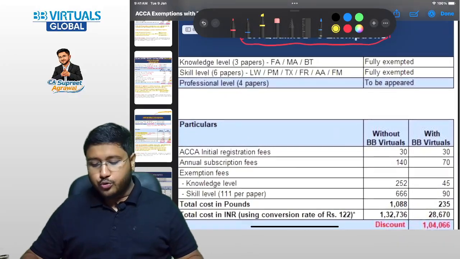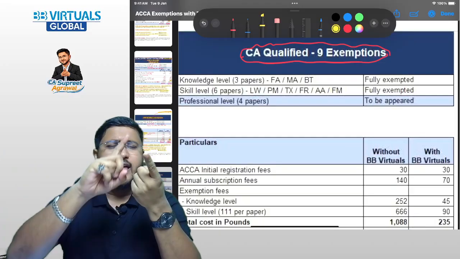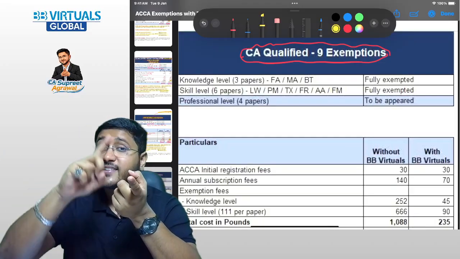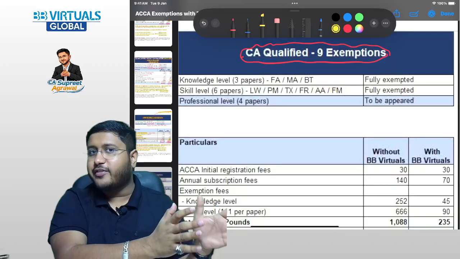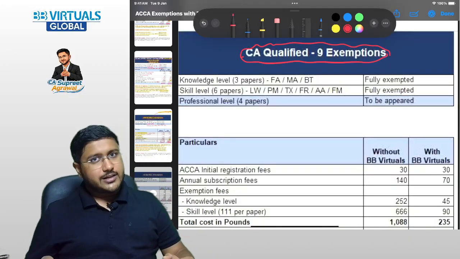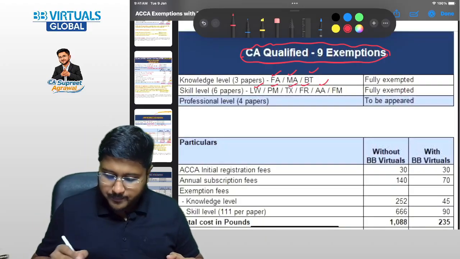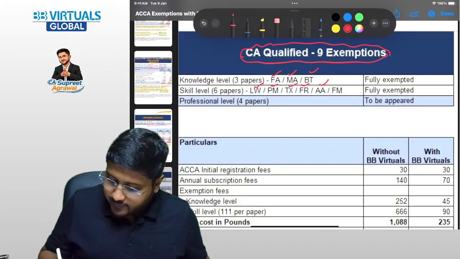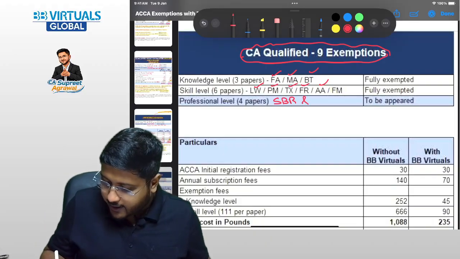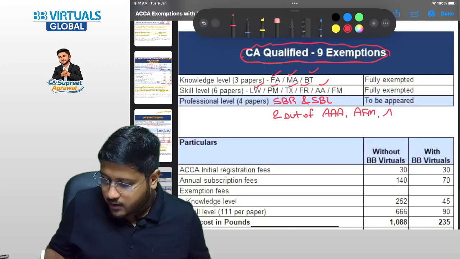And now let's come to one of the most frequent inquiries that we get: what is the exemption, what is the total cost, what is the total discount for somebody who has already qualified as a CA and now wants to pursue ACCA. Let me answer it word by word. When I say knowledge level, you get exemption for all 3 papers. When I say skill level, you again get exemption for all papers. For professional level, you have to appear for 4 papers, SBR and SBL, plus 2 out of AAA, AFM, APM and ATX.